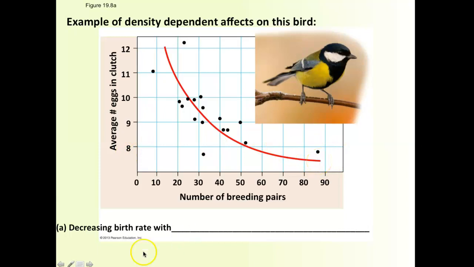So how would you finish this sentence? There's a decreasing birth rate with... so hopefully you said an increase of breeding pairs. There's a decreasing birth rate, so this is our birth rate, we're going to decrease it. That's correlated with an increase in breeding pairs.